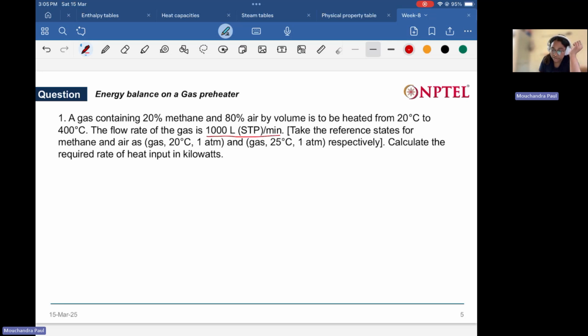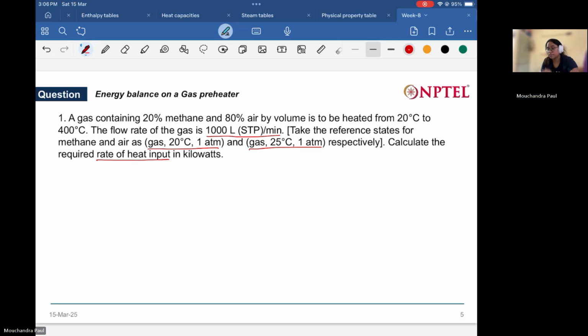Please note this unit. It's a bit unique. And it is also mentioned that you have to take some reference states. So these are 20 degrees Celsius, 1 atm, gas for methane and 25 degrees Celsius, 1 atm, gas for air, respectively. You have to calculate the required heat input in kilowatts. That is what we have to get.